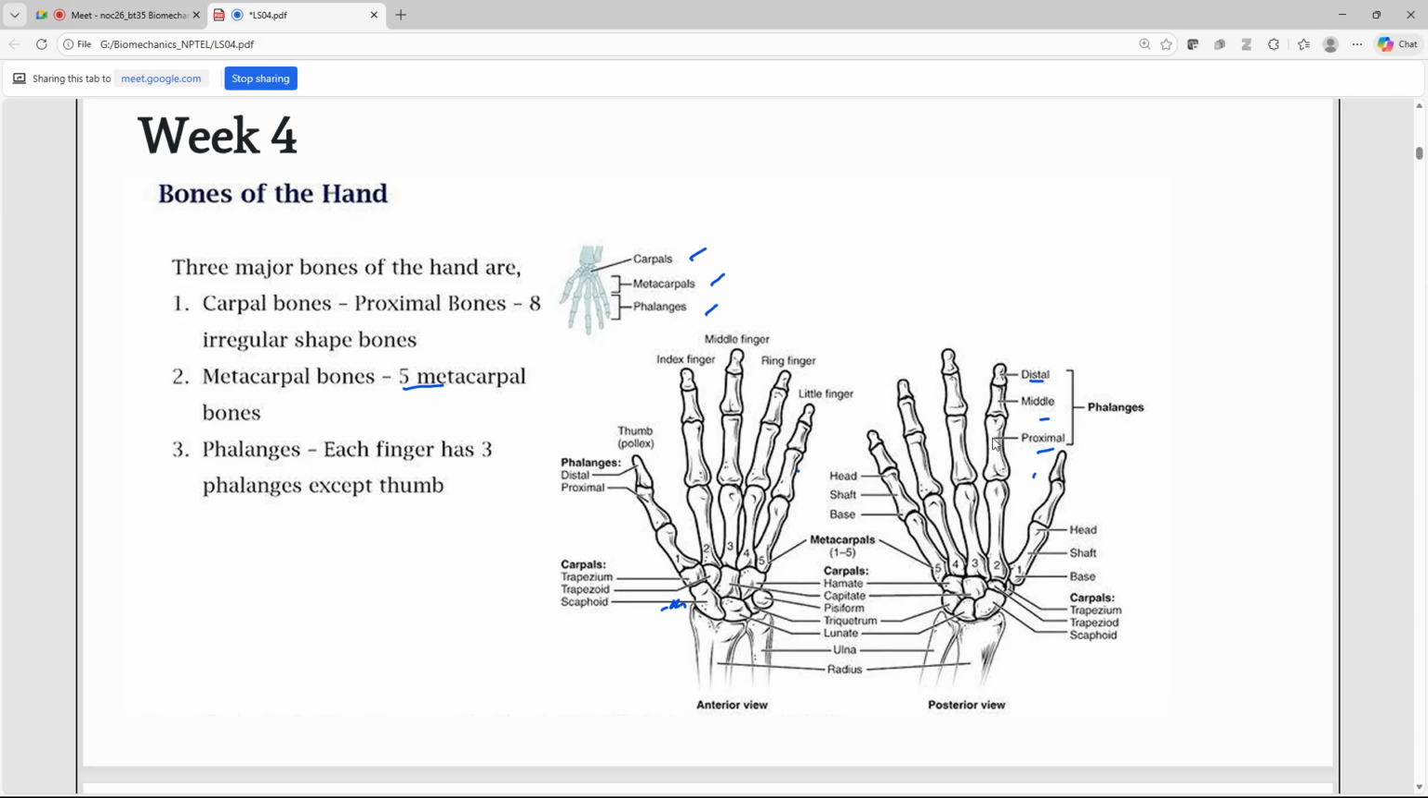Each phalanx and metacarpal has distinctions like base, shaft, and head. This is there for almost all the bones. The proximal end is known as the base, the trunk of the bone is called the shaft, and the distal portion is called the head.